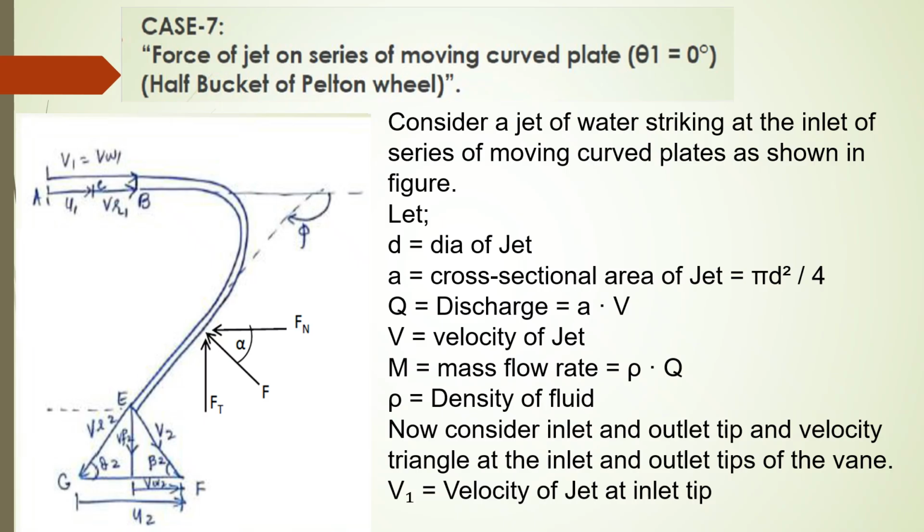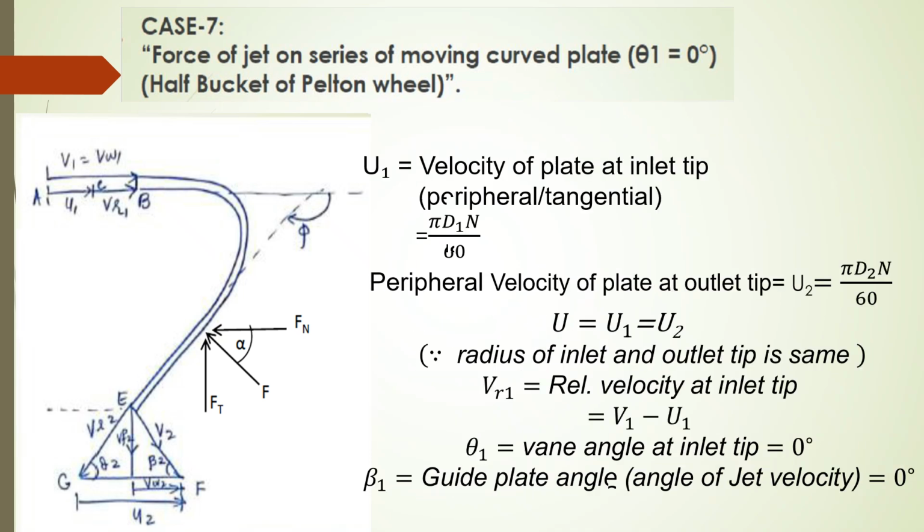Now we need to start defining our parameters. We have d as the diameter of the jet, a the cross-section area, Q the discharge, and so on. V1 is the velocity of the jet at inlet tip, u1 is the velocity of the plate at inlet tip, called the peripheral or tangential velocity, and this can be calculated by pi d1 N by 60. For the peripheral velocity at outlet tip, we have u2 equal to pi d2 N by 60. In the case of the Pelton wheel, the peripheral velocities u1 and u2 are equal to each other.